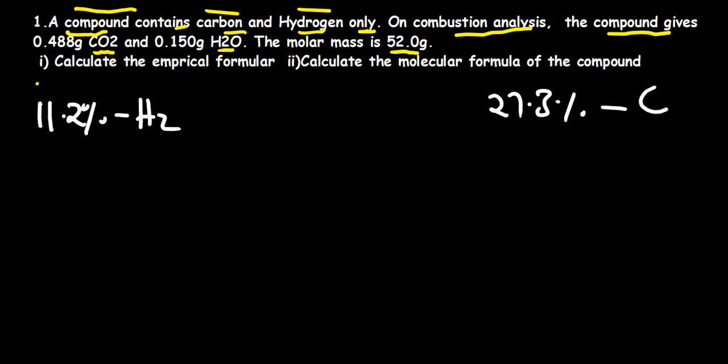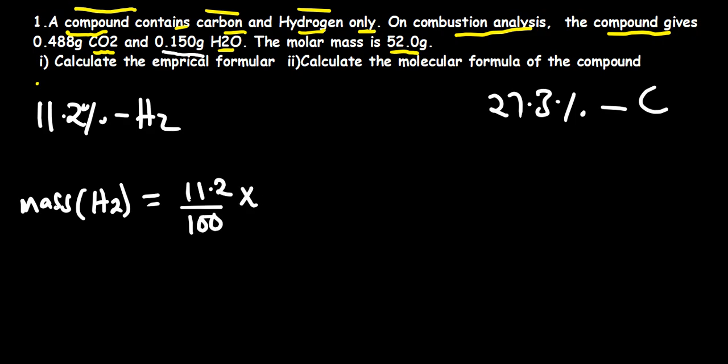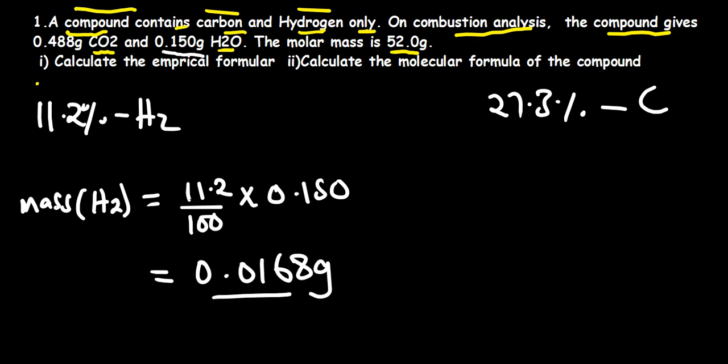So let's just find 11.2% of this 0.150 of water to find the mass of what? Hydrogen. So we are going to say the mass of hydrogen is just equal to 11.2% multiplied by 0.150. Just punch this onto your calculator. I'm getting 0.0168 grams. You put three significant figures.